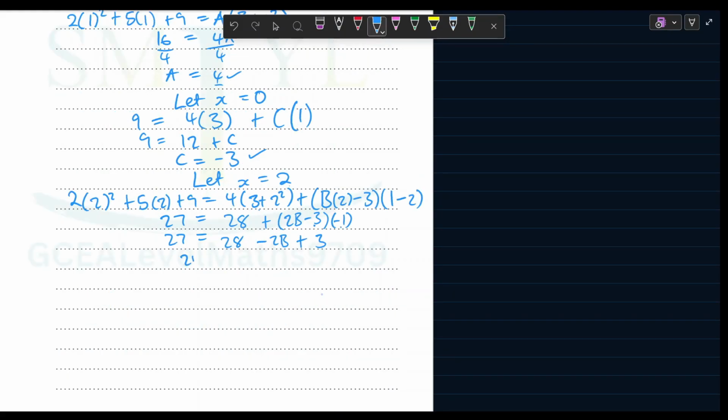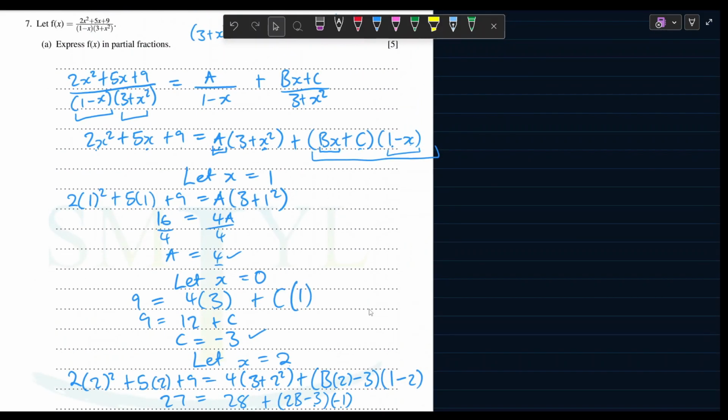So we end up with 2b is equal to 28 plus 3 minus 27. So 2b is equal to, this is 31 minus 27, that's 4. Divide both sides by 2, you get b is equal to 2.